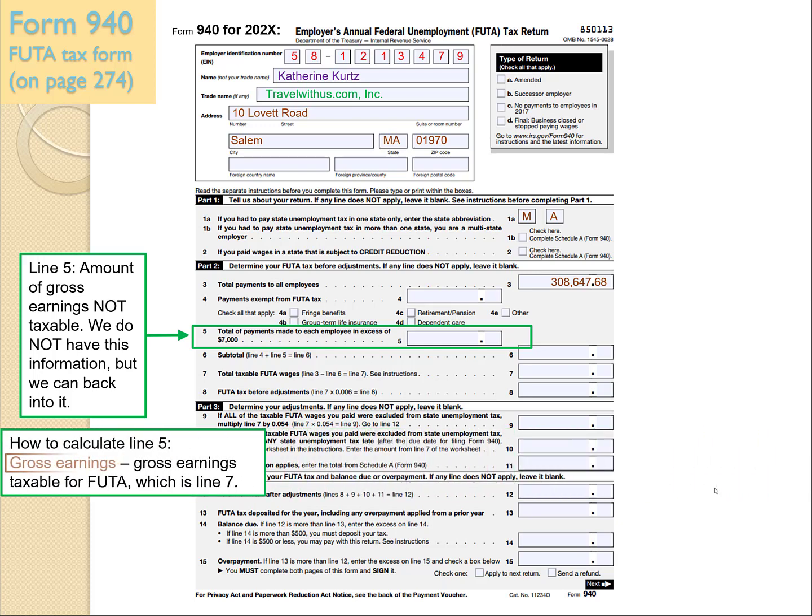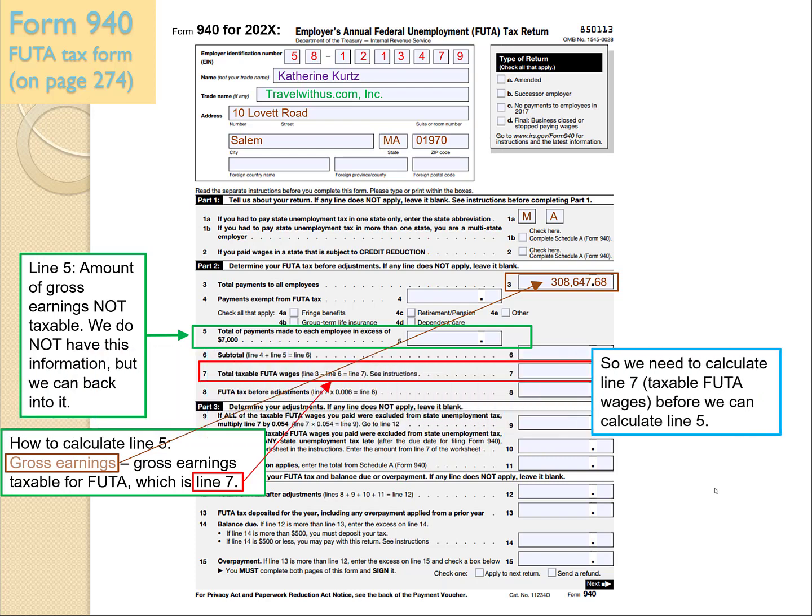So here's how we calculate line 5. You take your gross earnings, which is line 3, gross wages, and then you subtract line 7, which is gross earnings taxable for FUTA. So our next task is to calculate line 7. How much was taxable for FUTA?